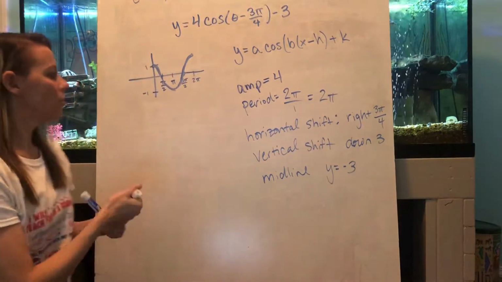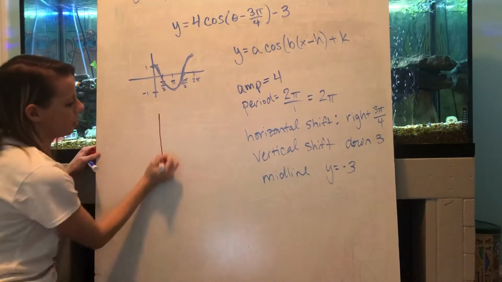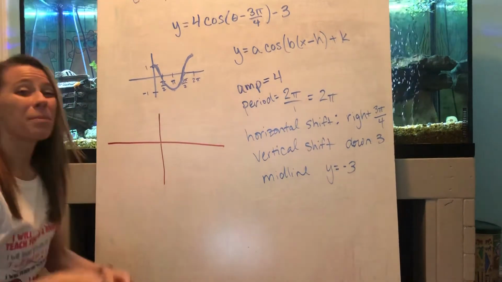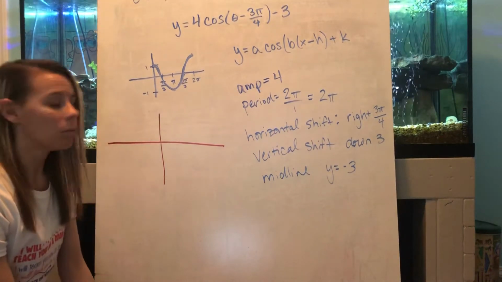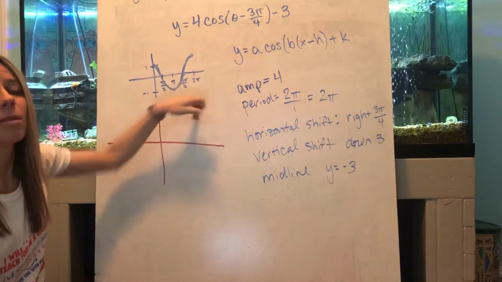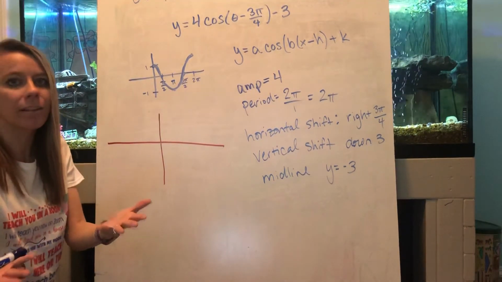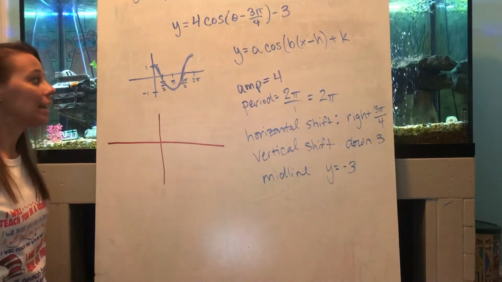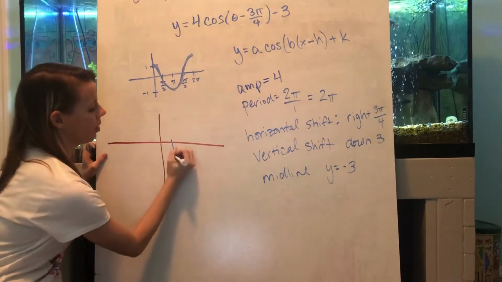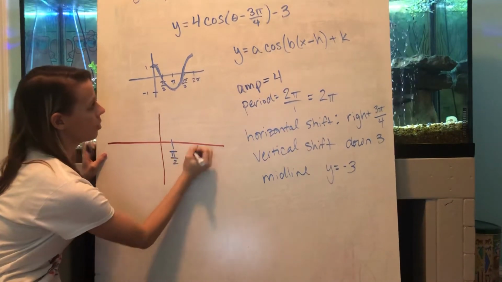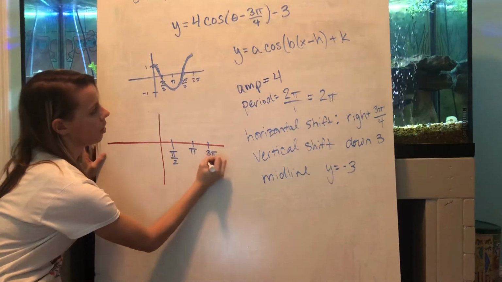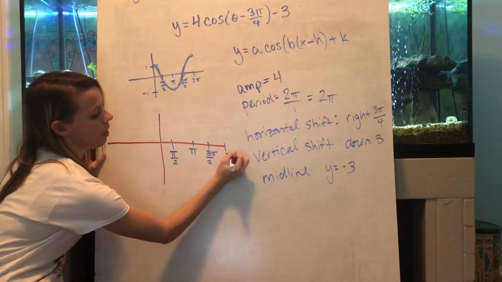Let's start out, hang on, let me back up. Let's go ahead and get our x-axis labeled, which thankfully the period is 2 pi. So we can leave it the same as it is. So I have pi over 2, pi, 3 pi over 2, and 2 pi.